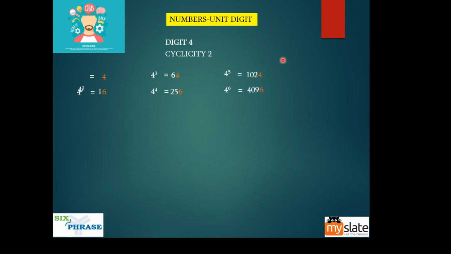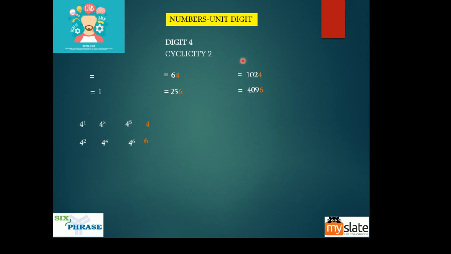So you can see for 4 power 1, 4 cube, 4 power 5, for all these expressions, the unit digit is 4. 4 square, 4 power 4, 4 power 6, for all these expressions, the unit digit is 6. Because we have 4 and 6 alternating, and because we have two possible unit digits, we call the cyclicity 2. For the digit 4, the cyclicity is 2.